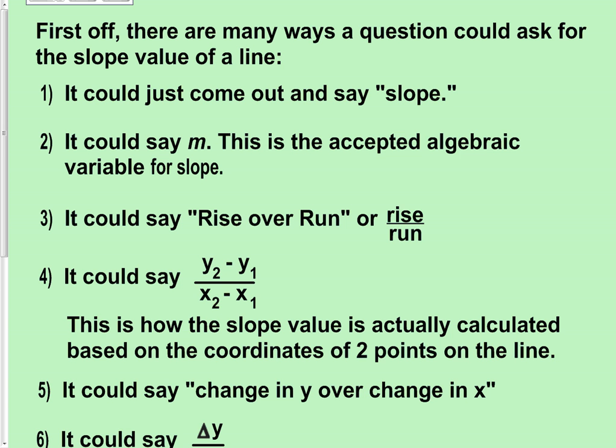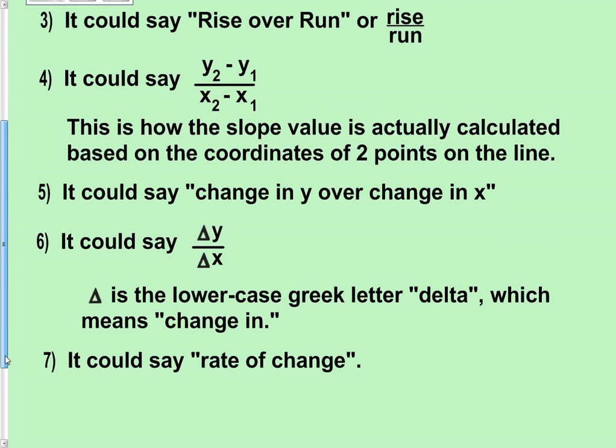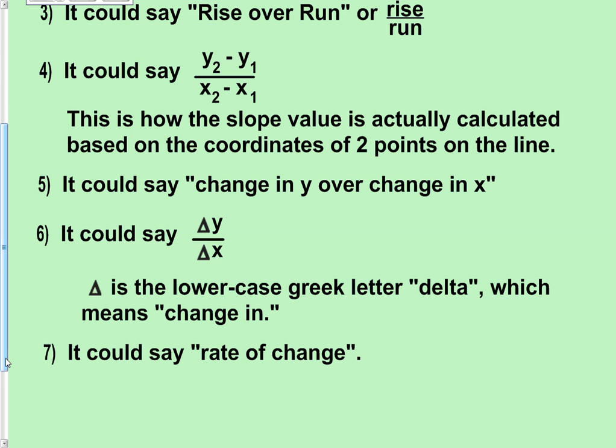The formula for slope is y2 minus y1 over x2 minus x1. That is actually how we calculate the slope value, the difference of the y's in the numerator over the difference of the x's in the denominator, rise over run. That tells us how the line travels from one point to another. So it is possible they might refer to slope by the formula itself.